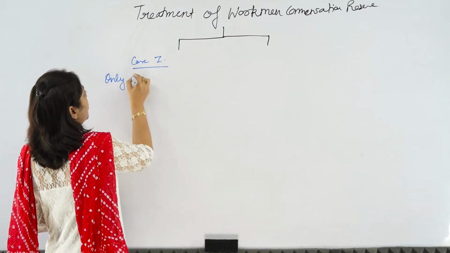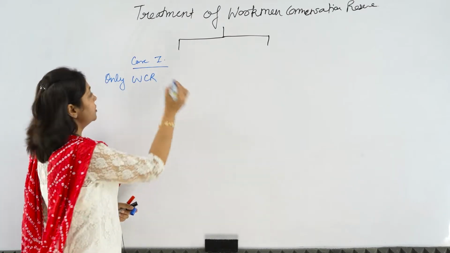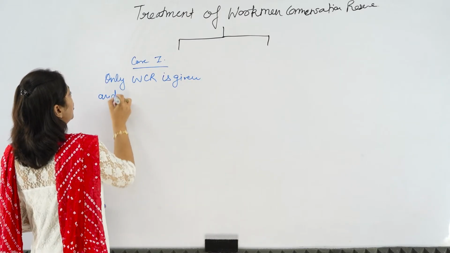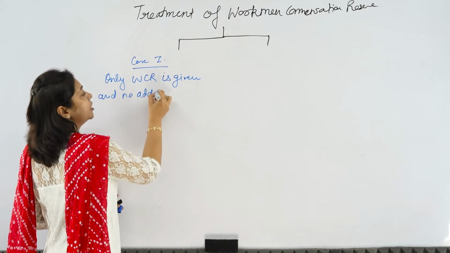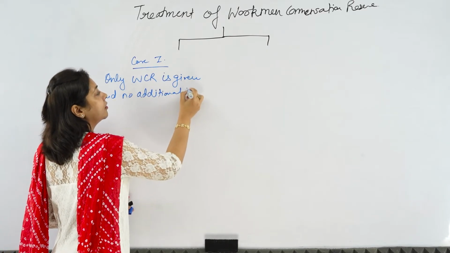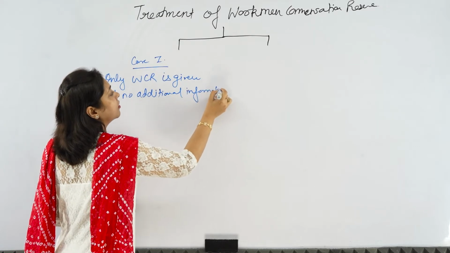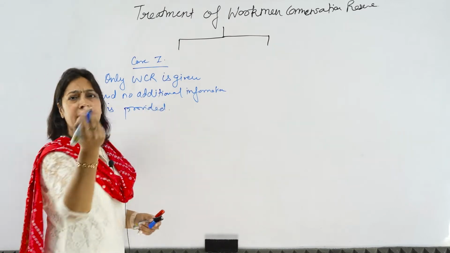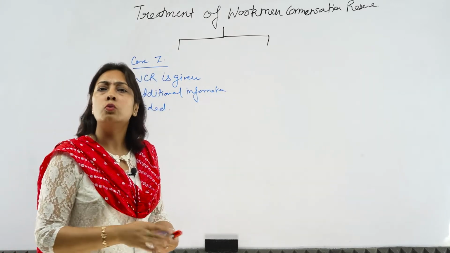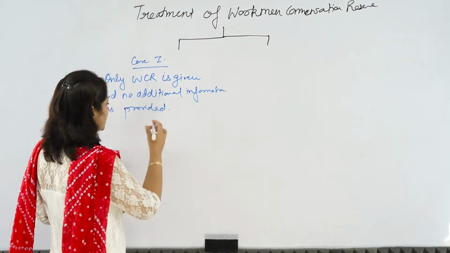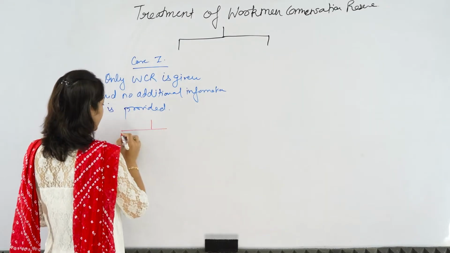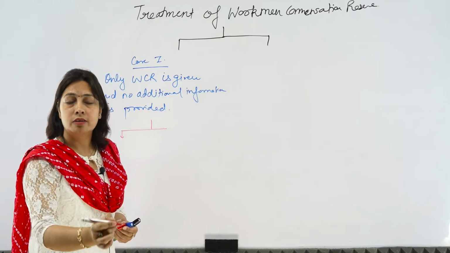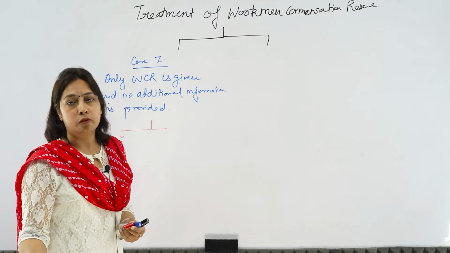So the first case is only WCR, that is workmen compensation reserve, is given and no additional information is provided. It is a very easy case. Here in this case we have to do nothing. We have to simply do one thing. We have to divide workmen compensation reserve among the partners in their profit sharing ratio.